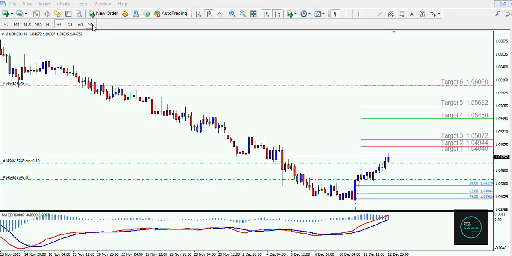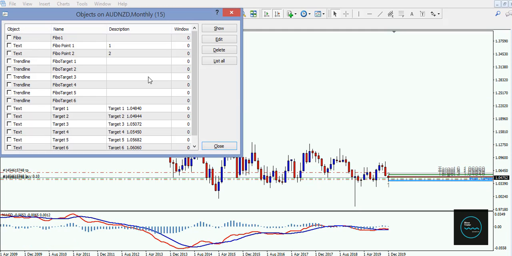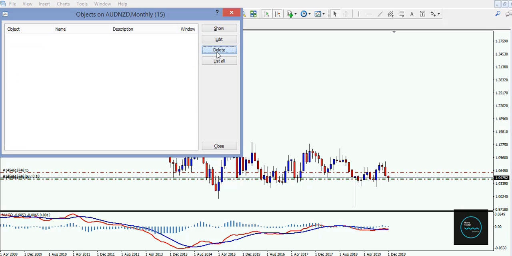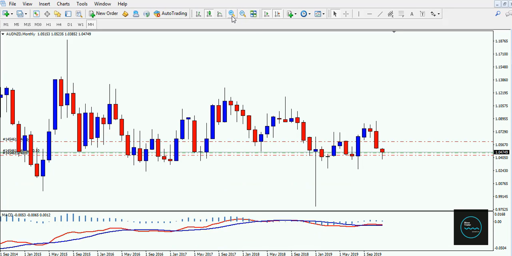So let's go to the monthly chart and see what we see. But first of all, I'm just going to delete the calculation so that we can see clearer. Now, this is the monthly chart. So you can see that for the past 3 months, it's been bearish, okay? But what's going on here is that we also have a situation whereby this area is a very strong area of support.